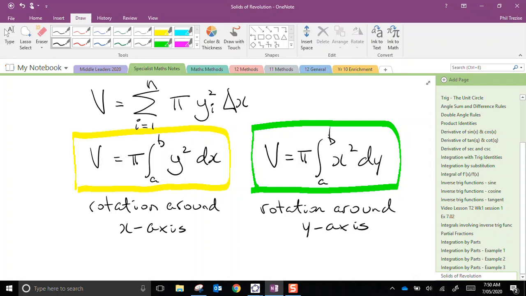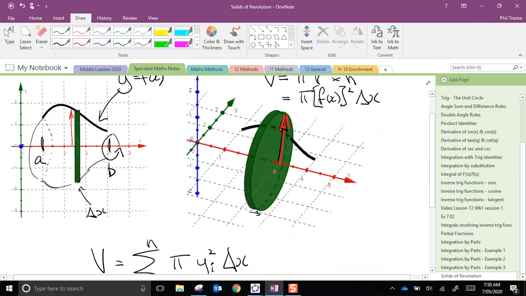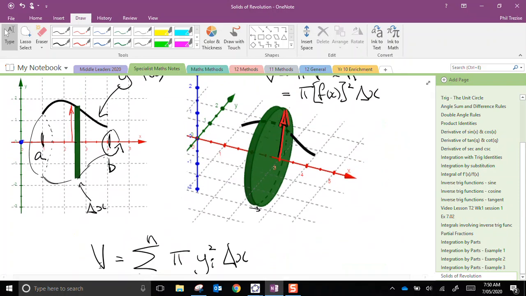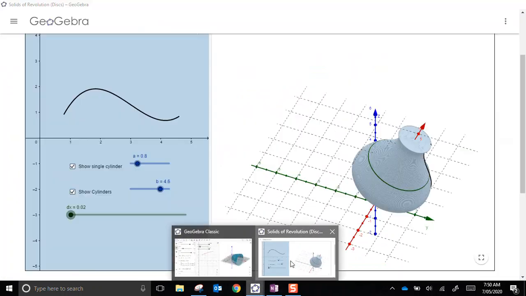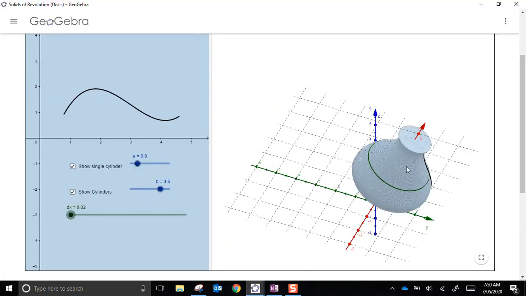Right, that's enough now. That's a little brief introduction to this topic of solids of revolution, and I would really encourage you to go and have a look at this GeoGebra website, and there are thousands of resources out there that much cleverer people than me have made, and you can find all sorts of topics, but this is a particularly good one with the three-dimensional modelling there.